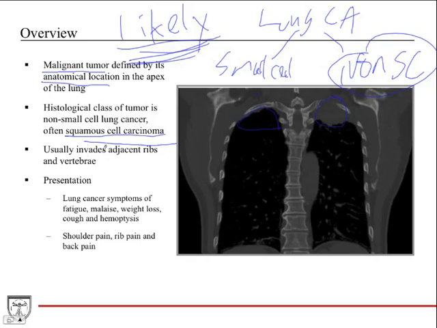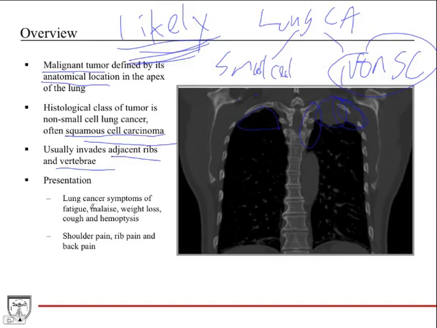Now, what happens here is due to the location being in the apex and near the ribs, it usually invades adjacent ribs. So you can actually see that here where it's invading ribs, and it also invades vertebrae as well. So there's often a very multidisciplinary team that gets involved in treating these tumors for this region. Because it's in the thorax, you usually have a thoracic surgeon involved. If it invades the vertebrae, you have a spine surgeon involved. Obviously, you can have radiation oncology and medical oncology involved. So these are very complex tumors that need a lot of different specialties to treat them.